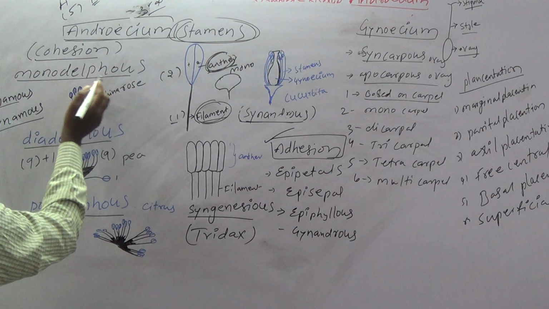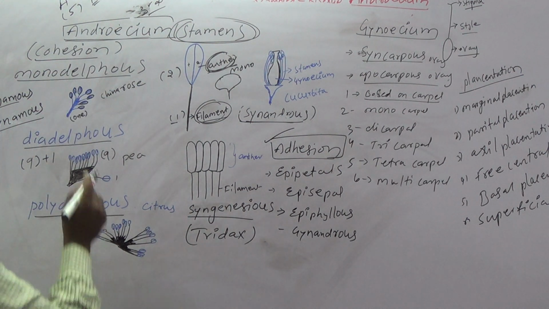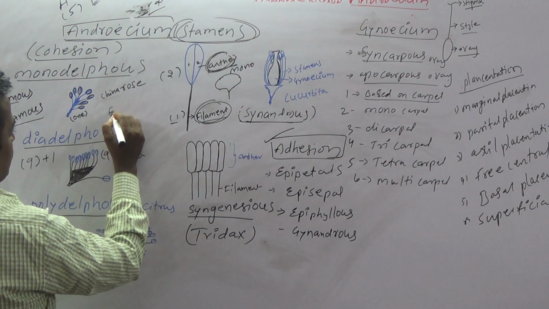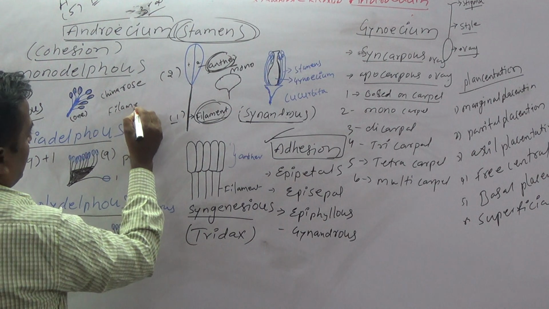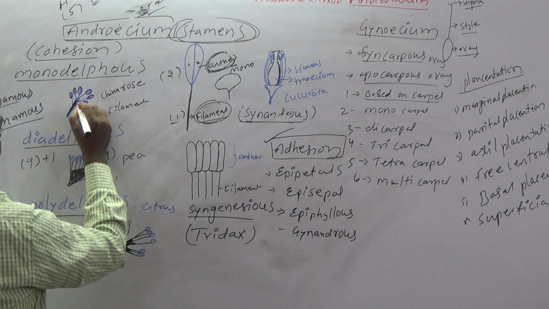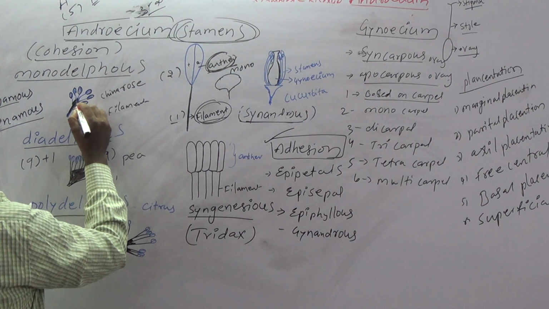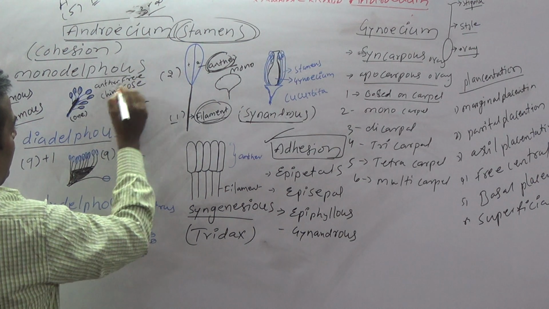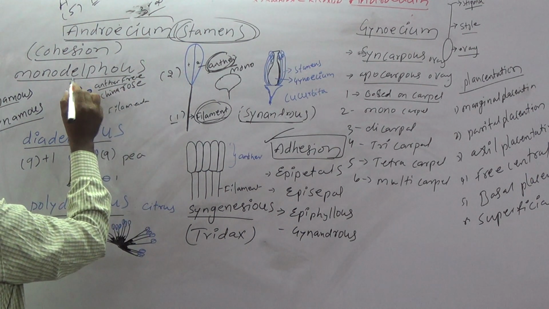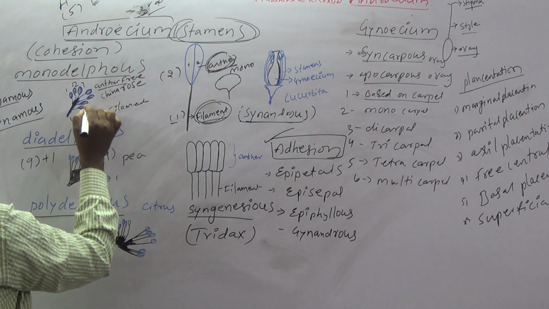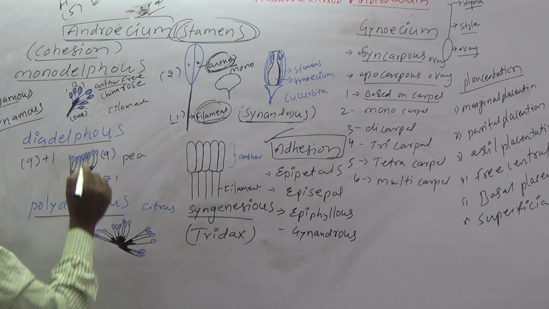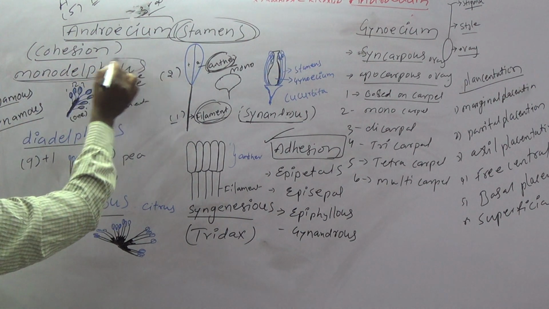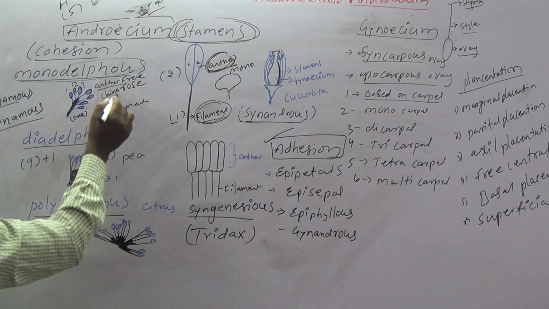What is the first one? Monodelphous. In monodelphous, all filaments are united to form one bundle. So many filaments are all united, but the anthers are free. Students, very important, the anthers are free. The first, second, third, fourth, fifth, sixth, seventh, eighth, all anthers are free. Only the filaments are united to form one bundle. That is called monodelphous. The best example is China rose.